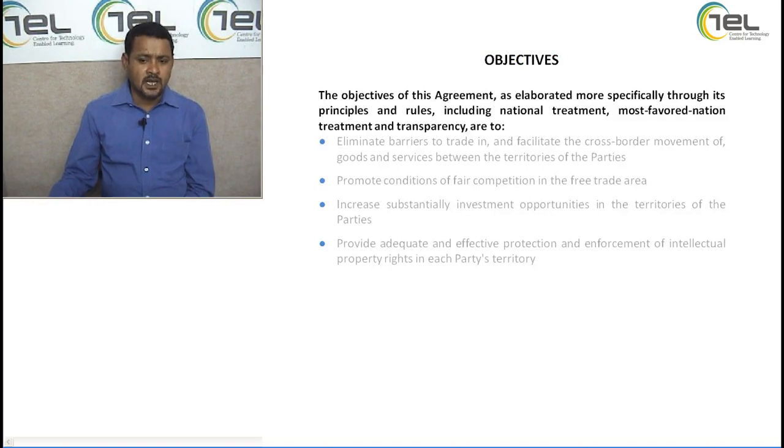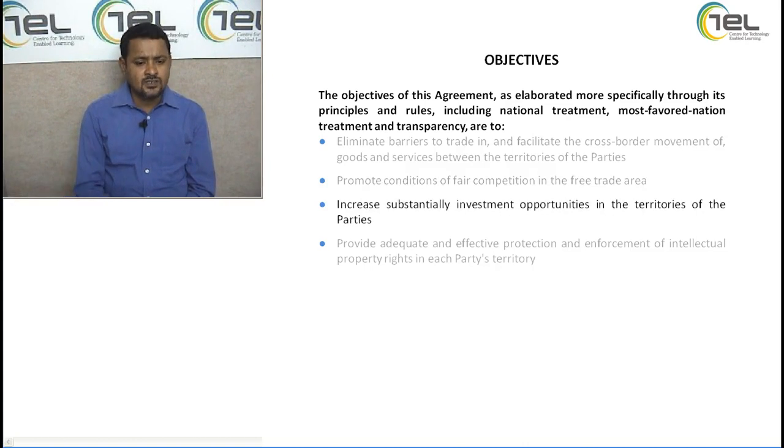The objective of the NAFTA agreement was as follows. It wanted to eliminate barriers to trade and facilitate cross-border movement of goods and services between all three large territories. The United States is huge, Mexico is not small, and Canada is also a large country. Canada's area is almost 2.5 times that of India. It also wanted to promote conditions of fair competition in the free trade area. They abolished the tariff system. They abolished any quota, any kind of protectionism in that area.